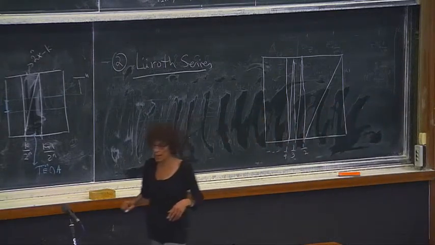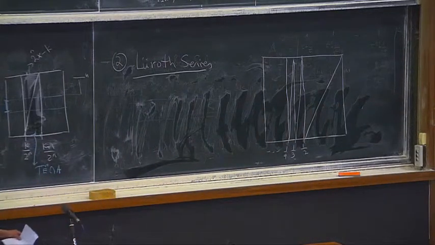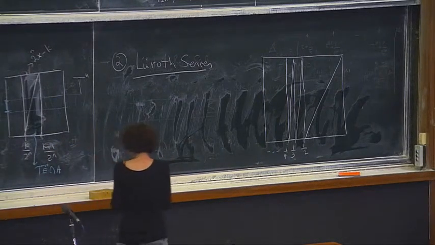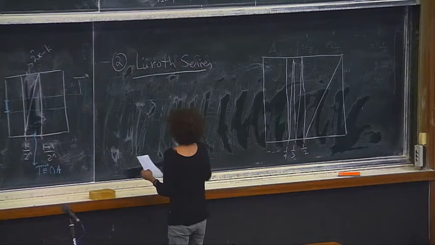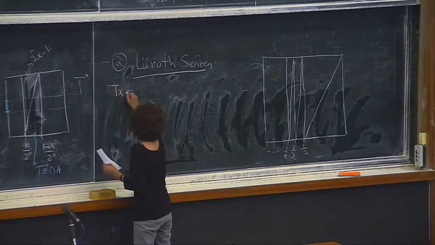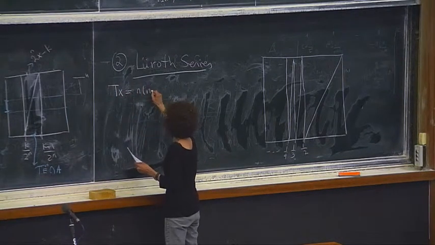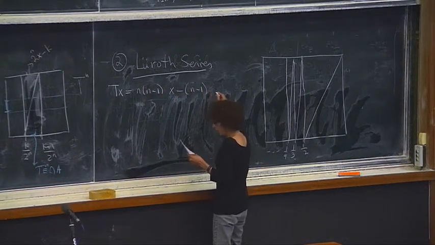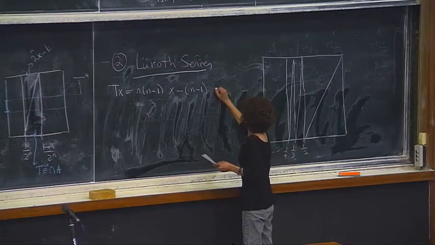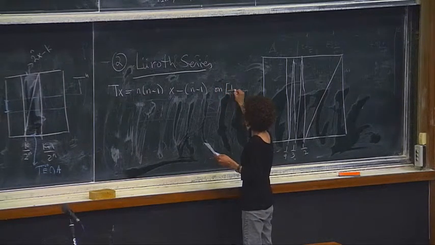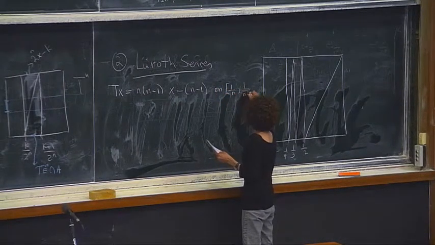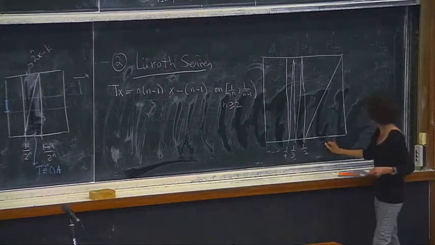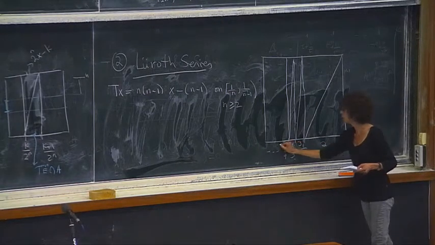Let me write down the map. The map looks like Tx equals n times (n minus 1) x minus (n minus 1) on the interval from 1 over n to 1 over (n minus 1). Here, I want n to start greater or equal to 2. So here the digit is 2, here 3, here 4, etc.